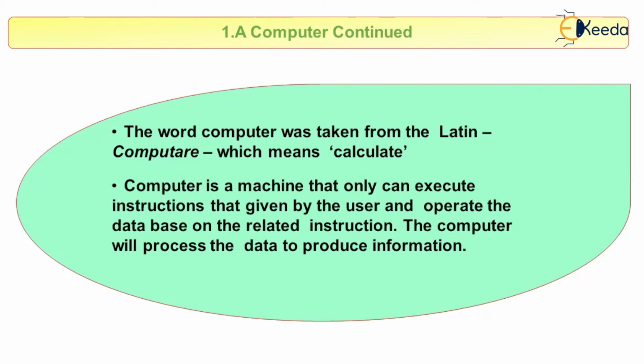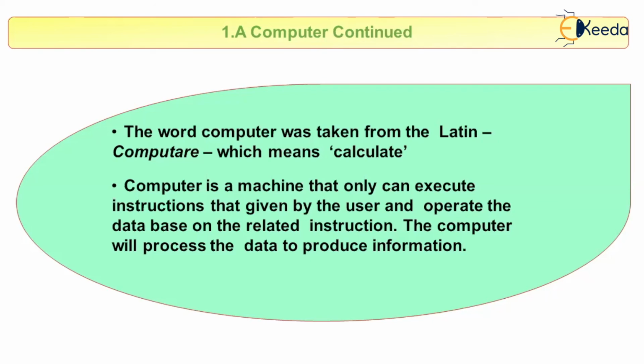The basic definition, when someone is asking you about a computer, you say it's a machine that takes the input and gives you the output. Now, let us look at the formal definition of a computer. A computer is a machine that can only execute instructions given by the user, operate the database on the related instructions, and process the data to produce the information.